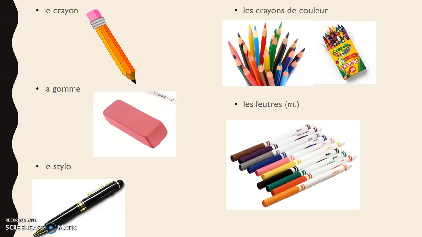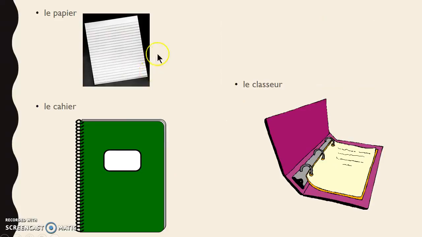And you might just have to look at context or ask additional questions if someone asked you about those to figure out which one they were referring to. Then we have la gomme, les feutres, et le stylo. Le papier, le cahier, le classeur. And you've probably noticed already in learning French that the H is silent in French. So le cahier, we don't hear an H sound like we would hear in English.